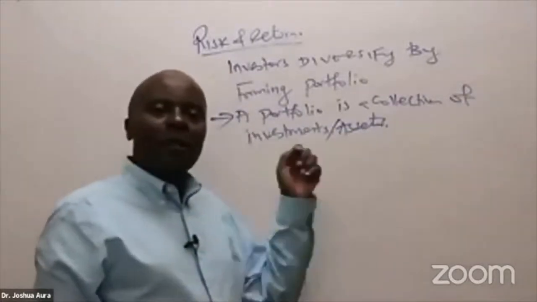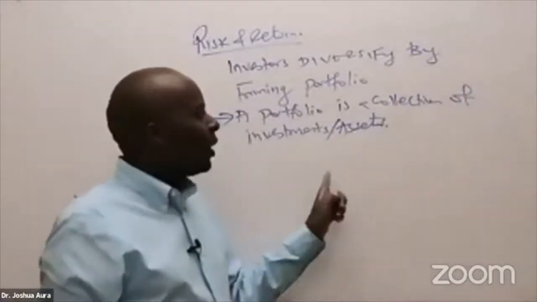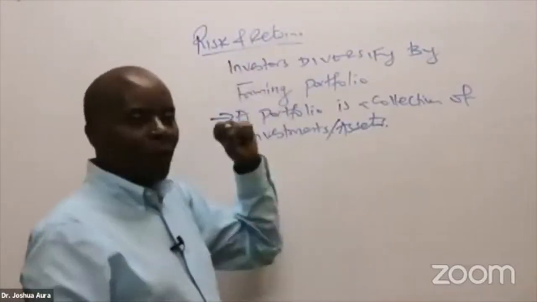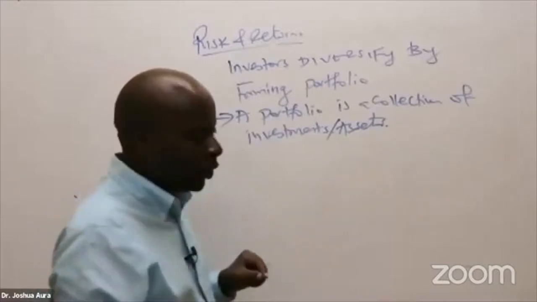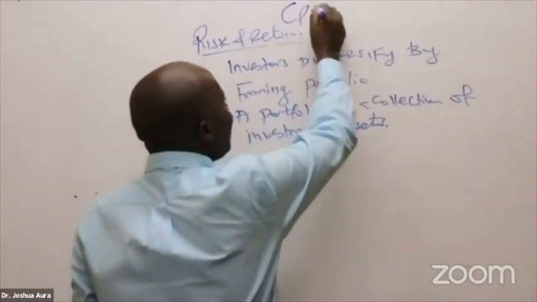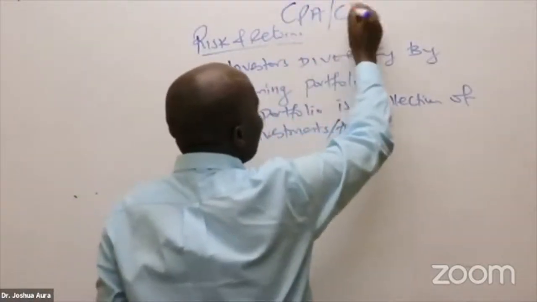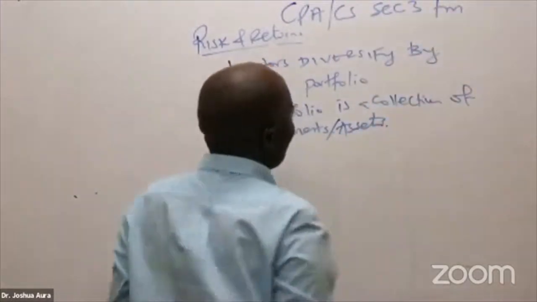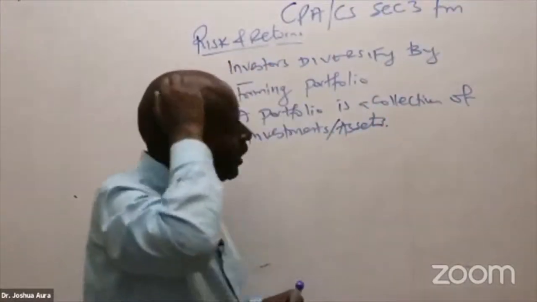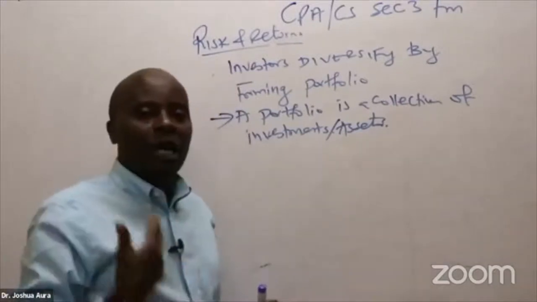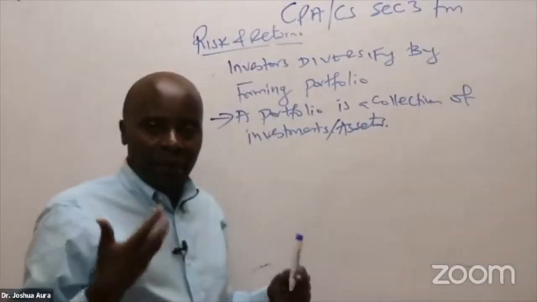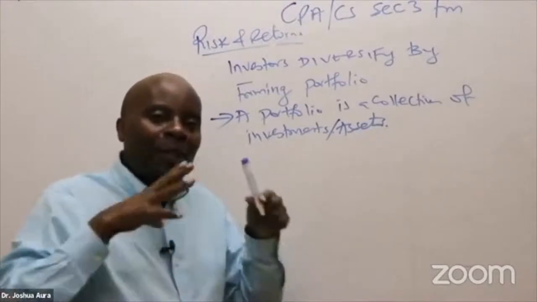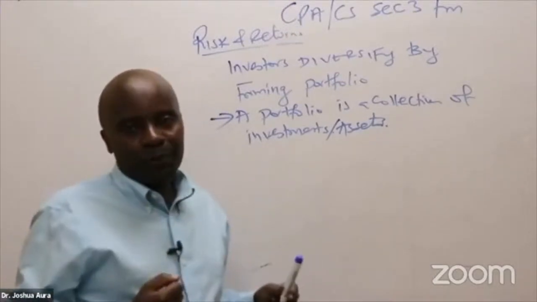Now, what is the major objective of forming a portfolio, which is in line with risk and returns? Why should we form a portfolio? This is CPA or CS, Section 3, financial management. Why should we have an investor forming a portfolio, going for a bundle of investments?